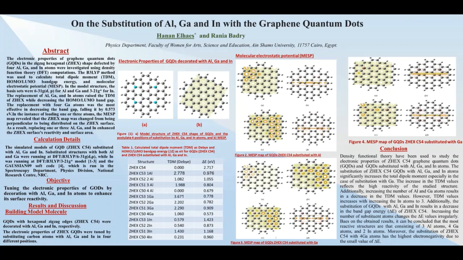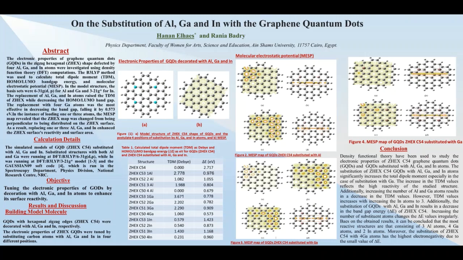Additionally, increasing the number of aluminum and gallium atoms results in an increase in the total dipole moment values. However, the total dipole moment values increase with increasing the indium atoms to 3 atoms. Additionally, the substitution of carbon atoms with aluminum, gallium, and indium results in a decrease in the band gap energy of Z hex C45. Increasing the number of substitution atoms changes the band gap energy values irregularly.